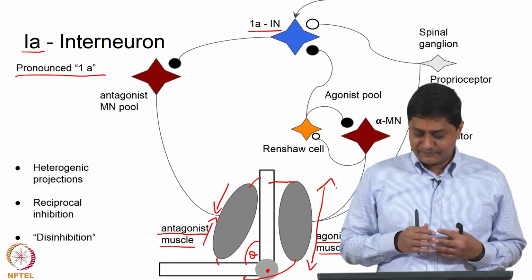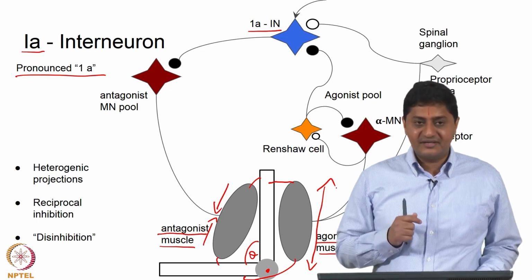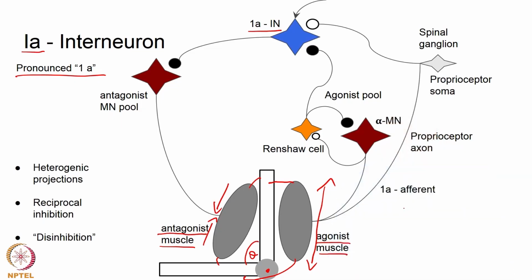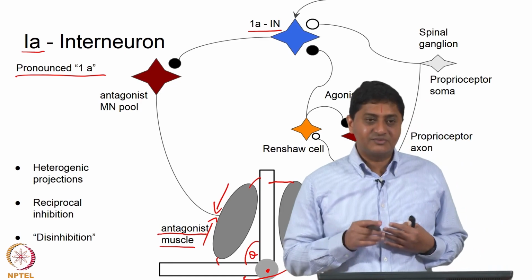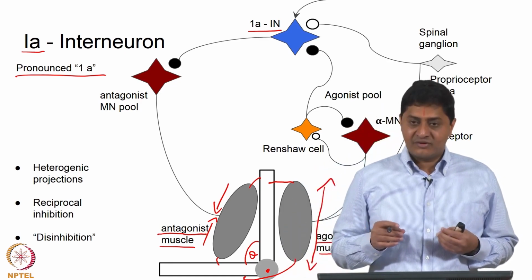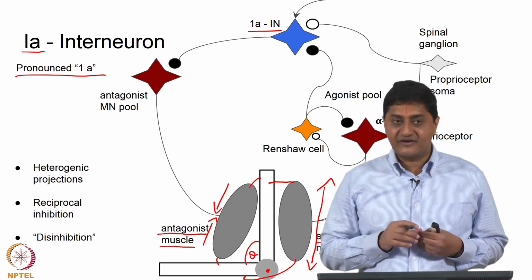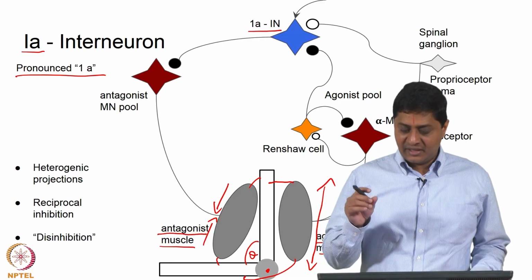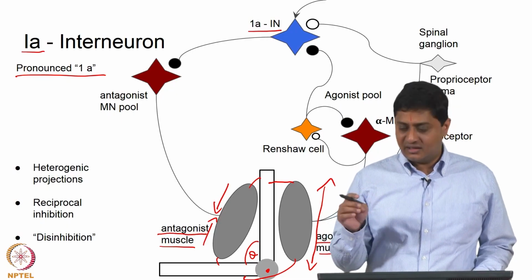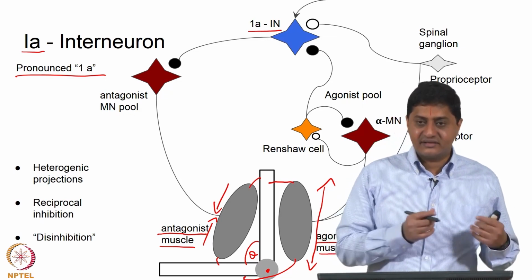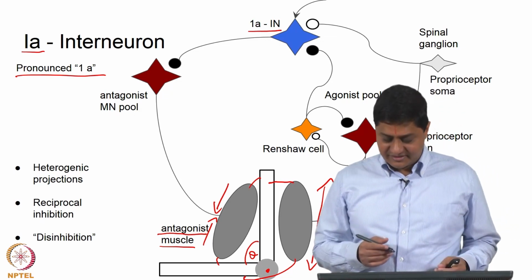These are of two types, primary spindle and secondary spindle, or 1A afferent or 2 afferent, is it not? 1A we saw is responsible for detection of both length and velocity, 2 is responsible just for the detection of length. 1A can, depending on the sensitivity of the dynamic and static gamma motor neuron, act either as a length sensor or as a velocity sensor. This is what we saw.